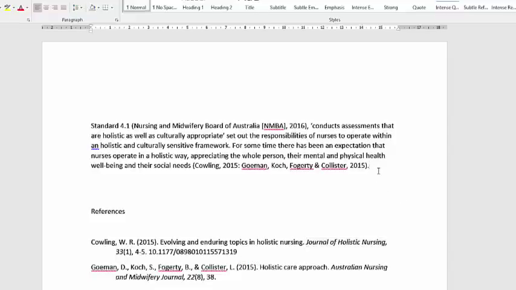So in this paragraph I've clearly identified the standard I'm talking about. I've expanded what I'm talking about in terms of the definition of key terms and putting some perspective there. So for some time there has been an expectation that nurses operate in a holistic way, appreciating the whole person, their mental health and physical health, well-being. So their physical well-being, we said, didn't we?